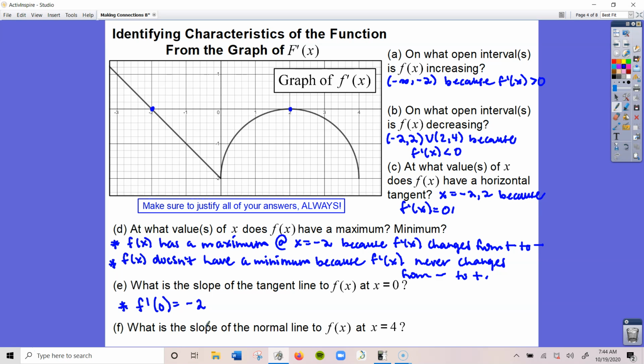And last question, what is the slope of the normal line to f of x at x is equal to 4? Now your normal line is perpendicular to the tangent line. So we're going to find what is f prime of 4. When I go to my graph, f prime of 4 is equal to -2. That means that the slope of the normal line would be a positive 1/2. Since it is perpendicular, remember that that is the opposite reciprocal. So you change the sign and you flip your number.